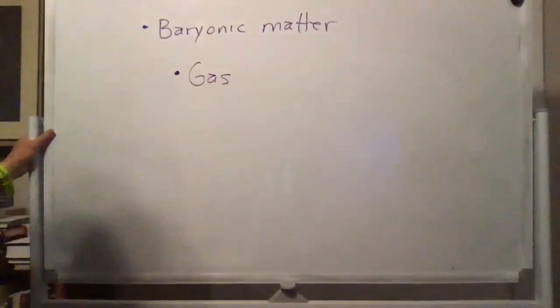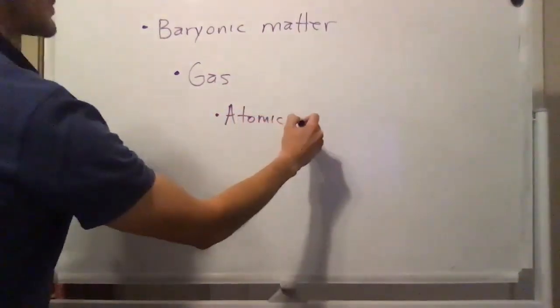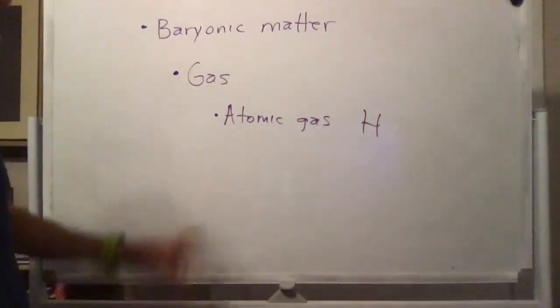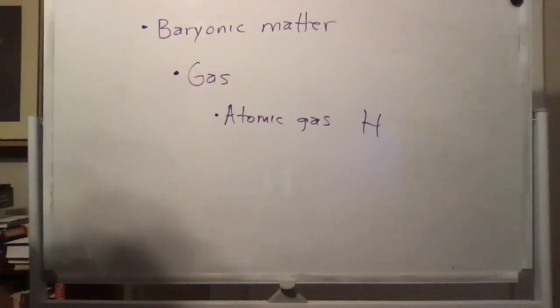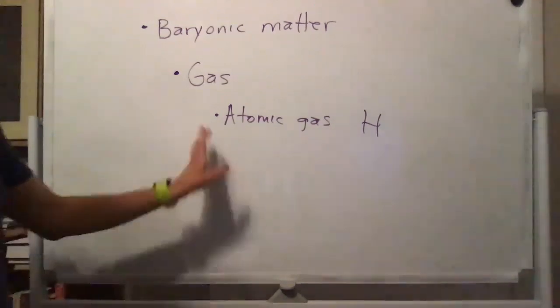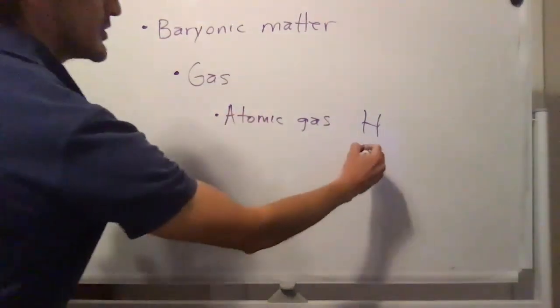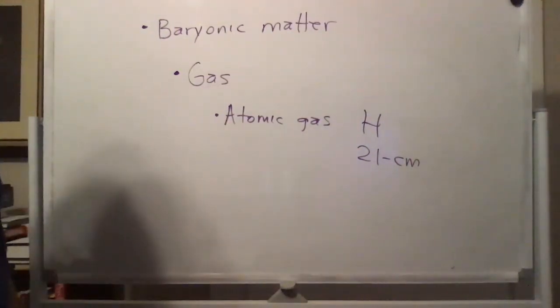So baryonic matter can be in gas form. And if it is in gas form, then it can be atomic gas. So this would be mostly H gas. Can H clouds of gas be the source of dark matter? Why not? Because we can see gas, like hydrogen gas. How can you see it? With emission or absorption lines. Right, so it would be a 21 centimeter emission. We don't see it, so it's not H gas.